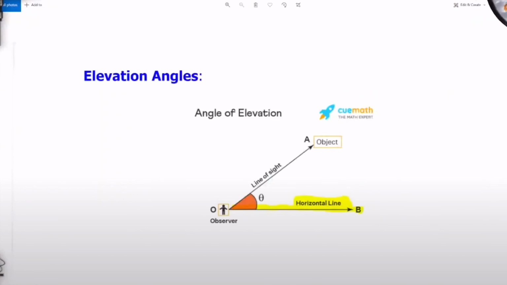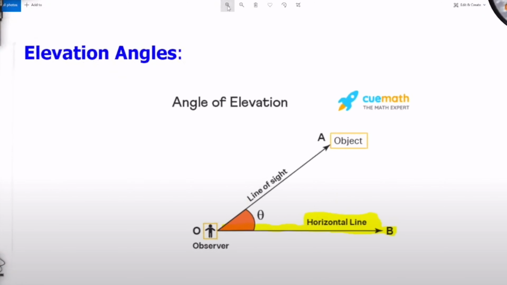Alright, let's rock and roll. It's this argument. It's elevation angles, people. From the math expert, Mr. Rocket, right? Angle of elevation. He's showing you the necessary contingent facts to measure an elevation angle, right?